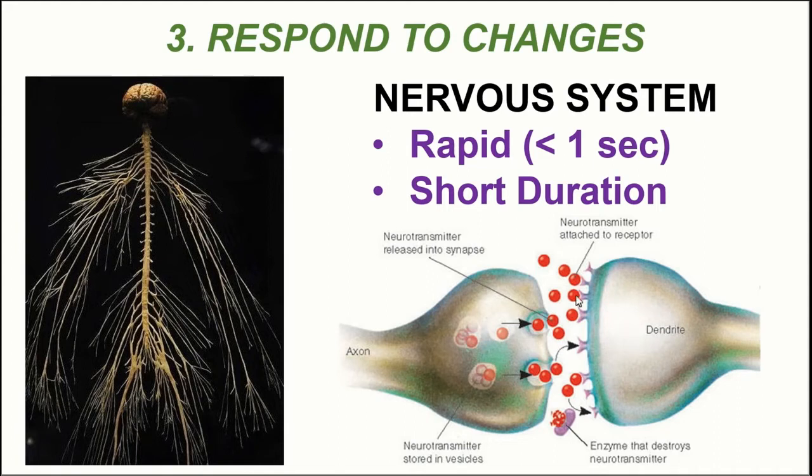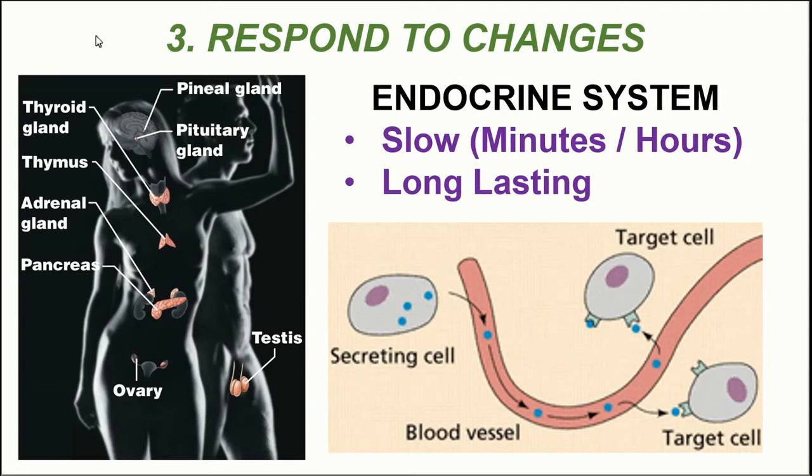So they're short in duration because as soon as neurotransmitter release stops, signaling stops. So we have the nervous system as one of the organ systems that's responsible for communicating those changes in the body. The second organ system that signals or communicates and helps the body respond to changes is the endocrine system.